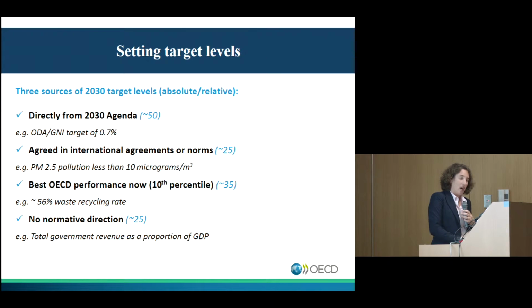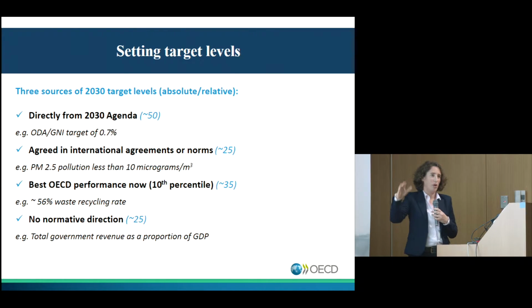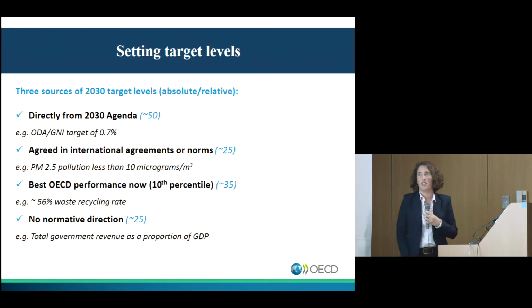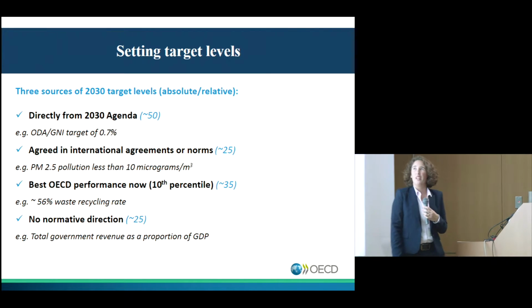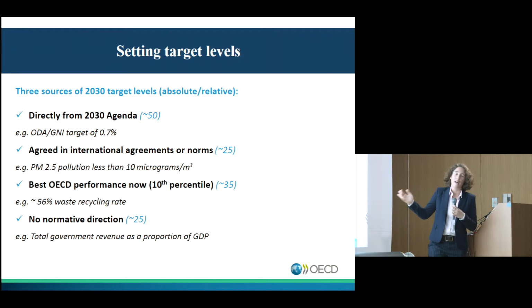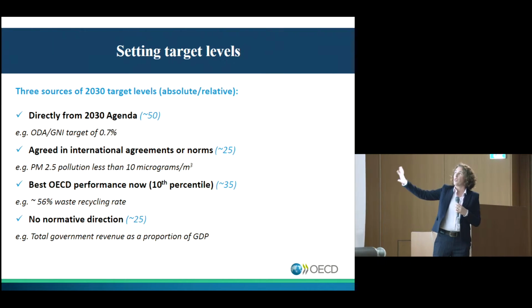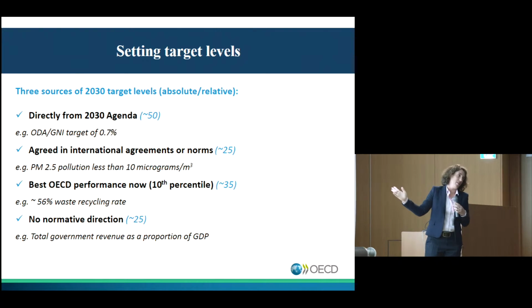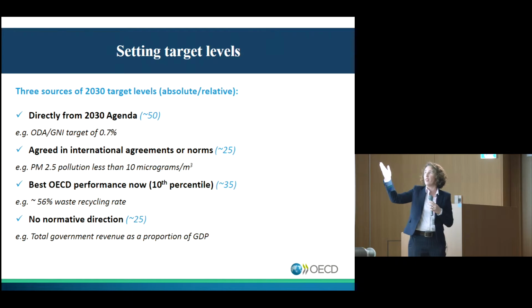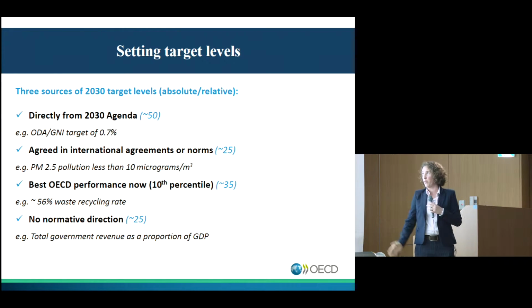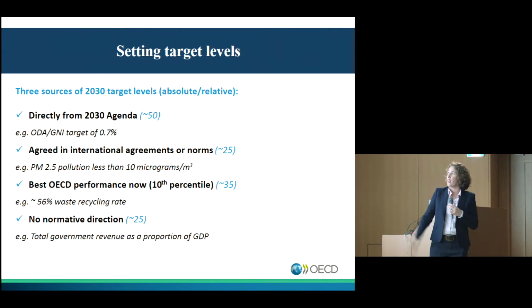So after choosing the indicators using both the UN Global Database and the OECD data available, we have to set the targets. How did we set the targets in our study? We used 3 sources of targets. First, the easy one is when there's an explicit target in the agenda. So for example, the agenda actually stipulates what the level of official development assistance should be, which is 0.7% of GNI, of gross national income.